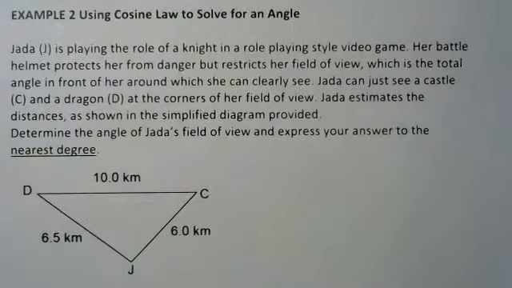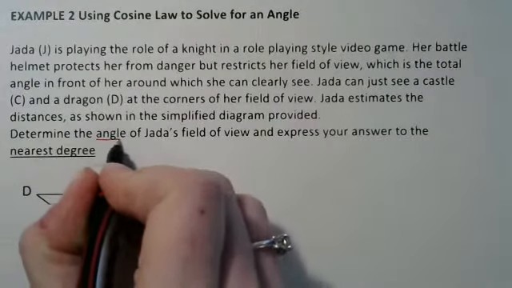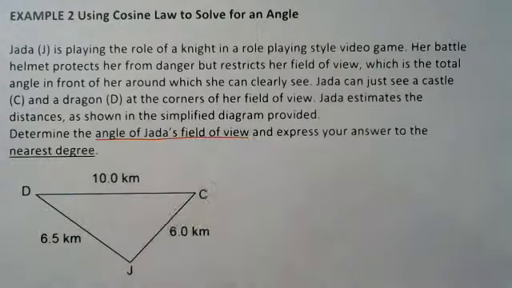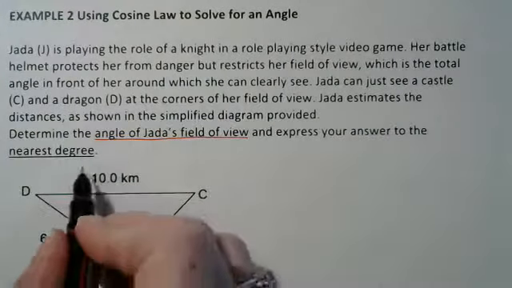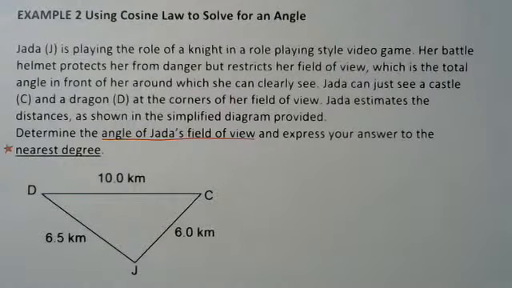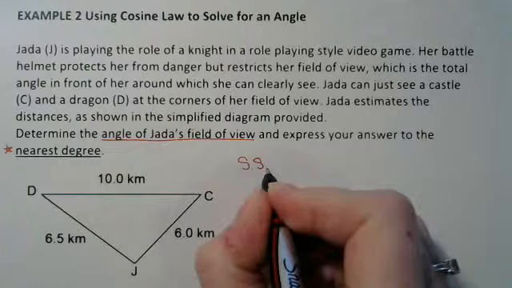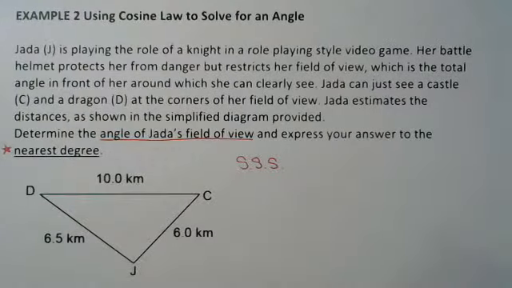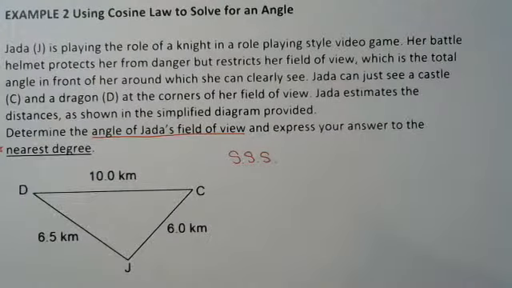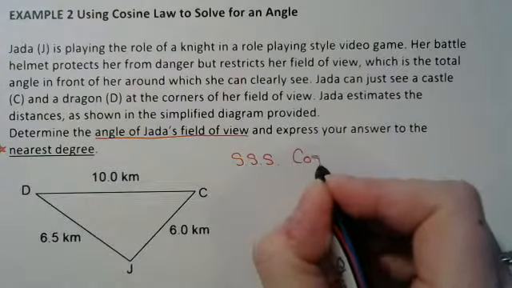So what we need is the angle of her field of view. And our answer is in nearest degree, and that's already been underlined. Okay. So in this situation, if we think back to when and how can we use cosine law, we have 3 sides in this case. So we have side, side, side. We have all the sides of the triangle, and we're looking for an angle. So that means we can use cosine law.